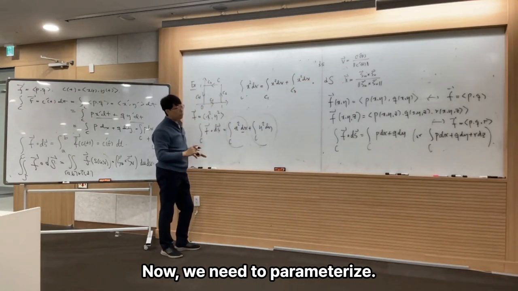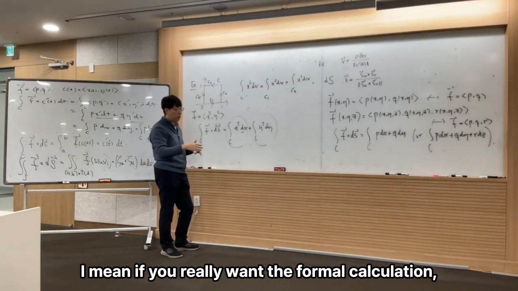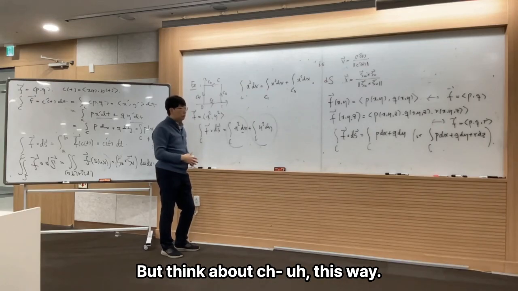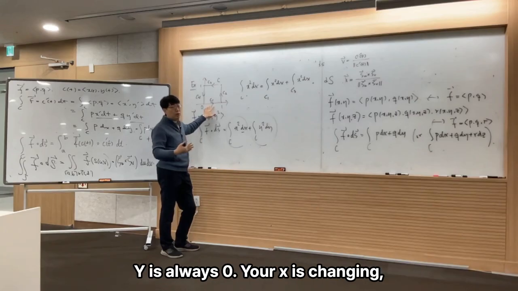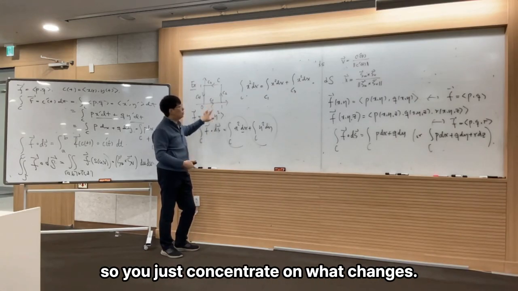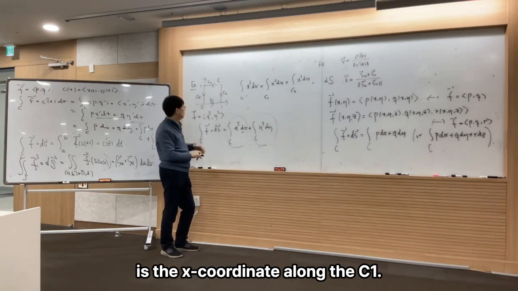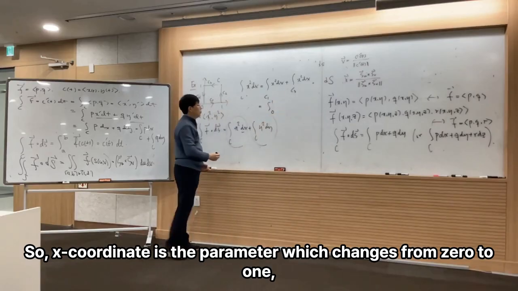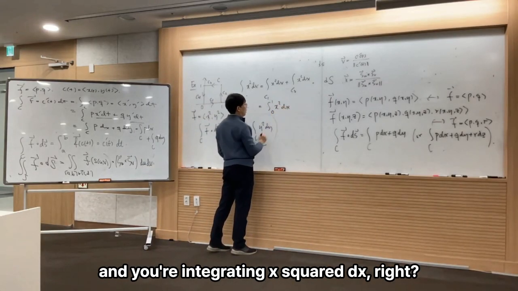How about C1? Now, we need to parameterize. If you really want the formal calculation, then you have to parameterize C1 and so on. But think about it this way. When you move along C1, y is not changed. y is always 0. Your x is changing. So you just concentrate on what changes. So all you need to observe is the x-coordinate along the C1. So x-coordinate is the parameter which changes from 0 to 1, and you're integrating x squared dx, right?